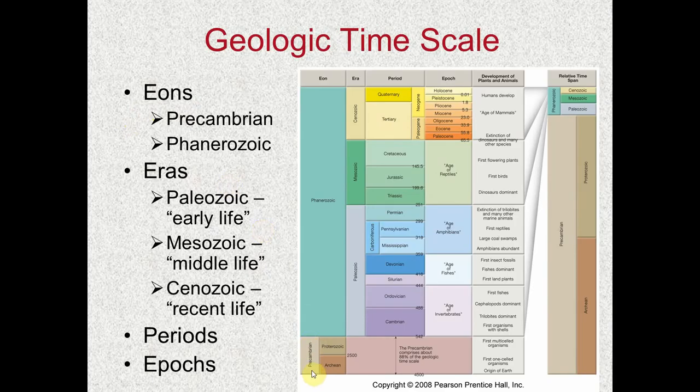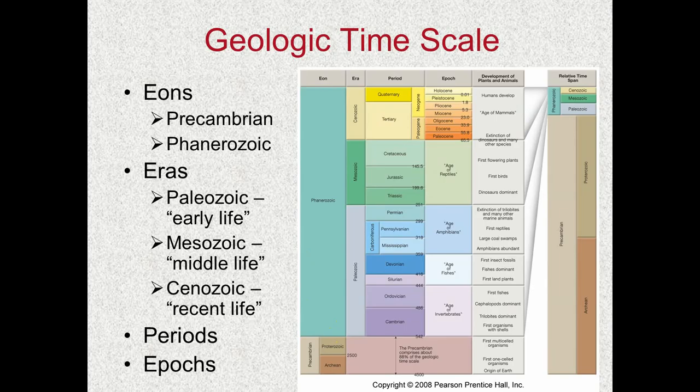The first one, you'll notice down here, guys, is called the Precambrian. This stretches from about 4.6 billion years ago, Earth's beginning, to about 542 million. This is where most of Earth's history is, in the Precambrian. The other eon, right here in green, is the Phanerozoic. Phaner meaning visible, zoic meaning life. This is where the cool stuff with life is going to happen, and we'll get to that.